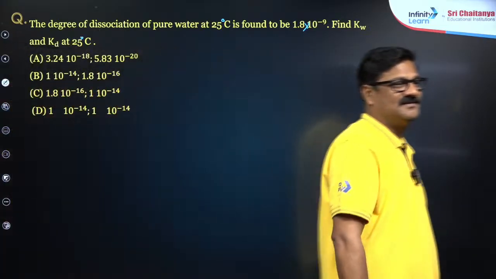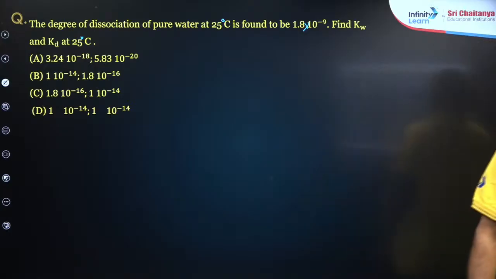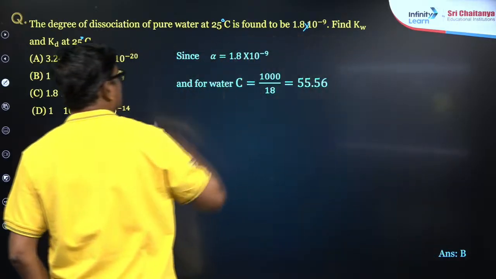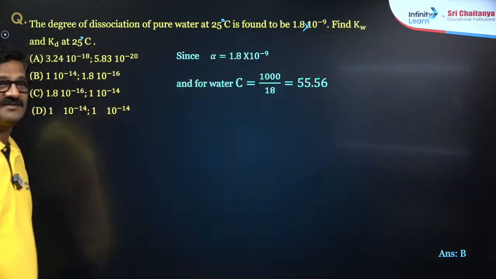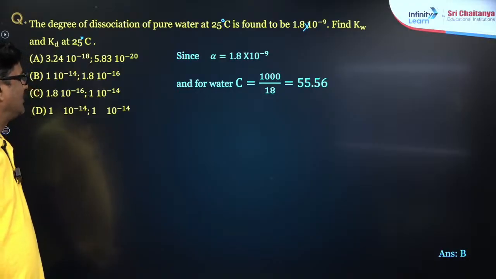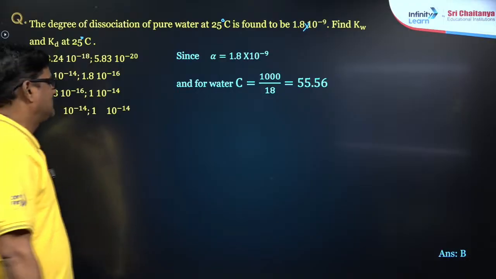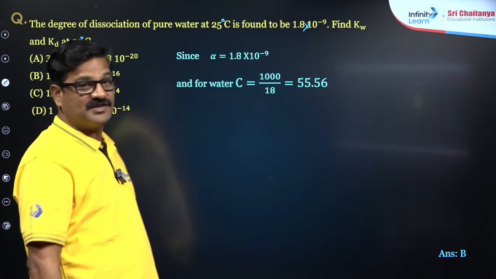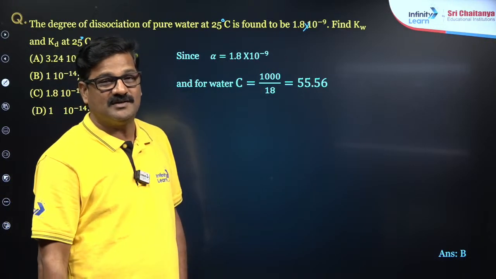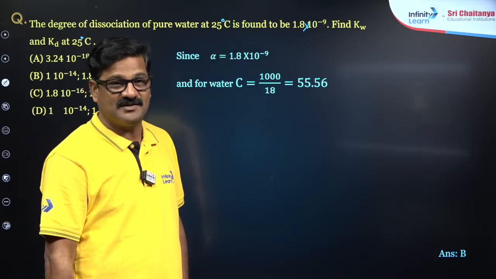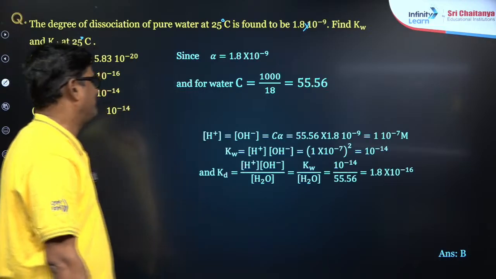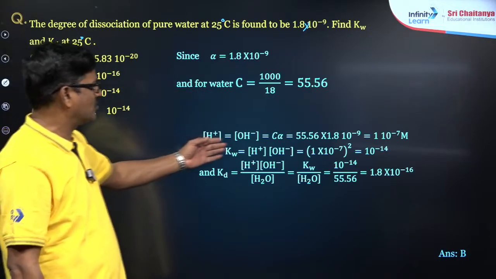Aurangabad, good. Now you can do this question as follows. Since alpha, the degree of dissociation, is given as 1.8 into 10 power minus 9, for water the concentration is equal to 55.55. Density is 1000 grams per liter, that is 1 kg, and its molecular weight is 18, so it is 55.55. And H plus is equal to OH minus.